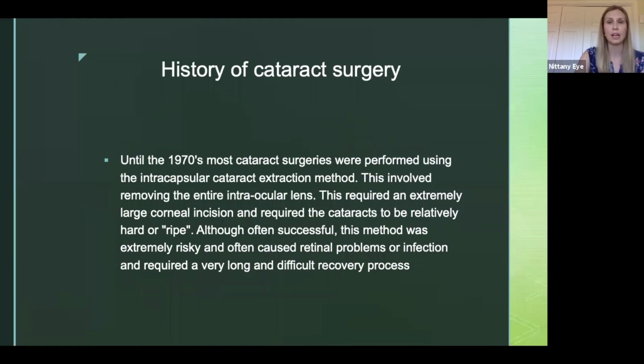With this method, the surgeon removed the entire intraocular lens. This required an extremely large incision in the cornea, and so the cataracts had to be a certain amount of hardness, or they had to be ripe, as you used to hear. Although this was successful, this method was extremely risky, and it often caused retinal problems and infection, and it also required a very long and difficult recovery process.